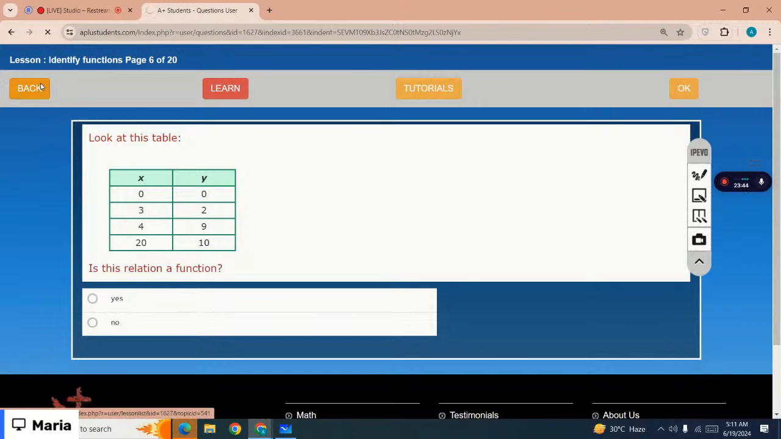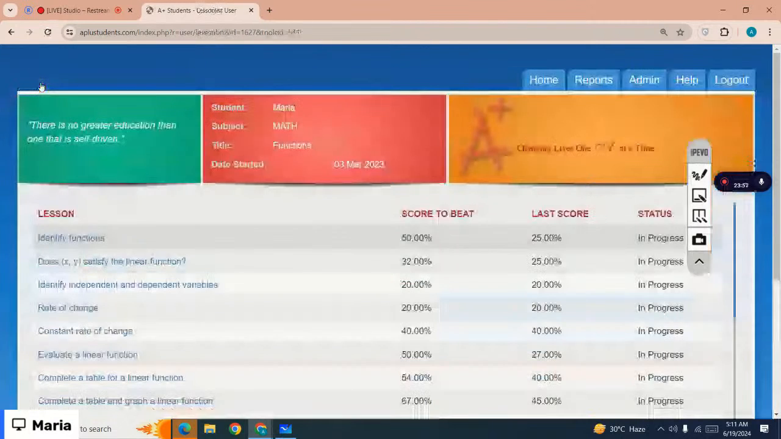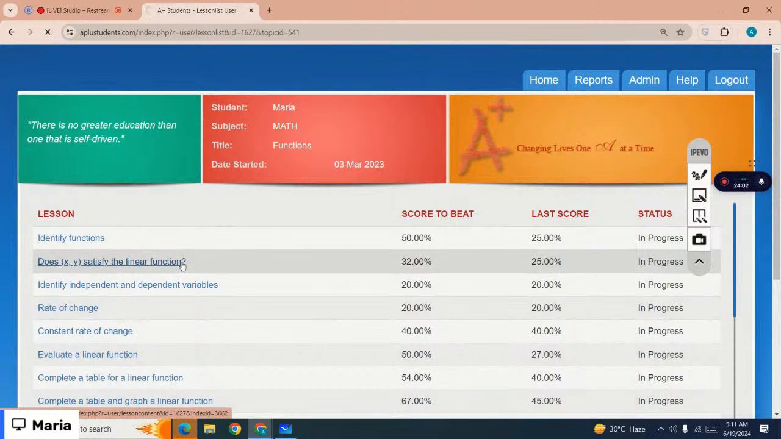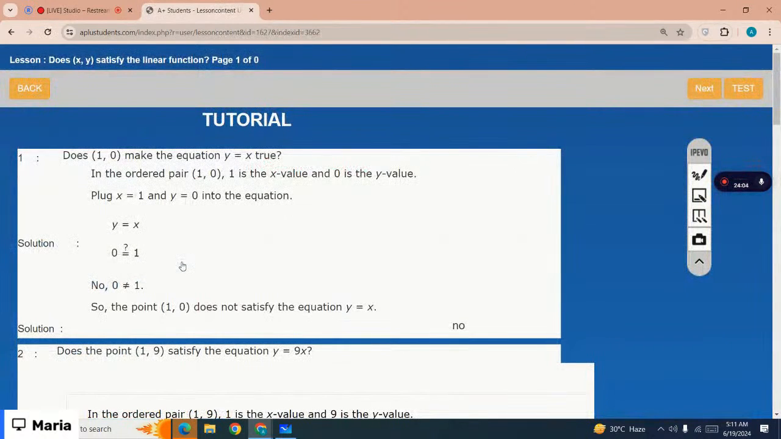The next lesson is, does xy satisfy the linear equation? Let's just start with the lesson. Okay, does (1, 0) make the equation y equals x true? So you are given a point (1, 0), right?